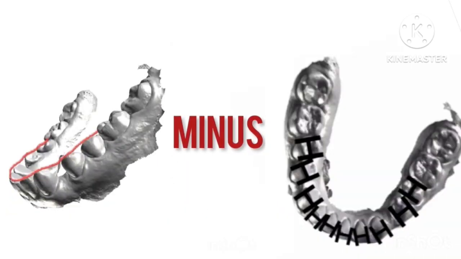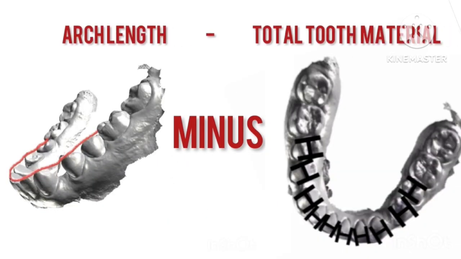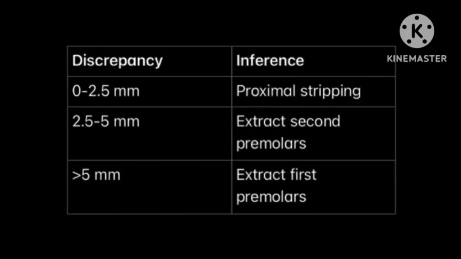Once measured, we subtract the arch length from the total tooth material and we come to our inference. If the discrepancy is greater than 5 mm, extraction of the first premolars is advised. If the discrepancy is lesser than 2.5 mm, proximal stripping is needed. And if the discrepancy ranges from 2.5 mm to 5 mm, extraction of the second premolars is needed.